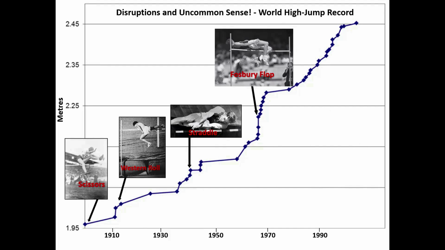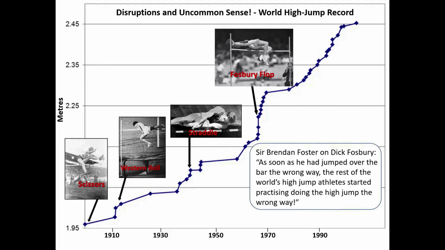And it's worth noting a quote from Sir Brendan Foster on this event of an encounter with uncommon sense. He said, as soon as Dick Fosbury had jumped over the bar the wrong way, the rest of the world's high jump athletes started practicing doing the high jump the wrong way. So it was described as the wrong way to jump. Uncommon sense. But in actual fact, it gave a huge benefit and advantage to Dick Fosbury at the time. So that gives you an example with real data of what I'm talking about. The disruptions between individual growth curves.